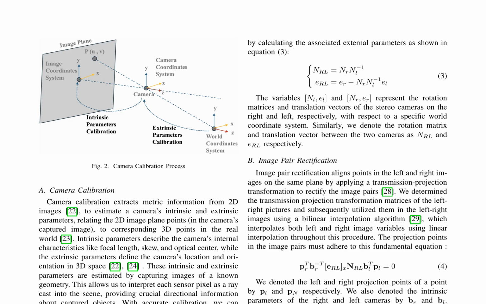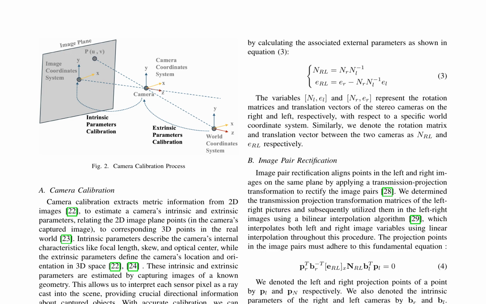Camera calibration is a critical step in the process of 3D modeling, as it extracts metric information from 2D images to estimate a camera's intrinsic and extrinsic parameters. These parameters are essential for interpreting each sensor pixel as a ray cast into the scene, providing crucial directional information about captured objects. The calibration process involves capturing images of a known geometry, allowing for the extraction of a rigid transformation to convert 3D world coordinates into the camera's 3D coordinates.